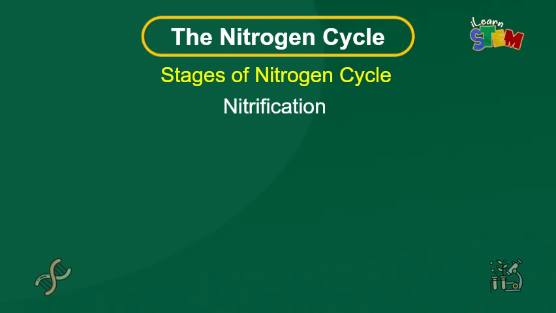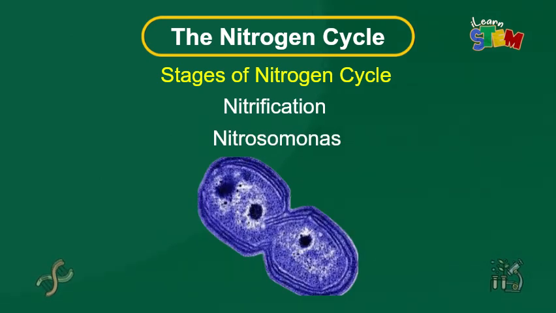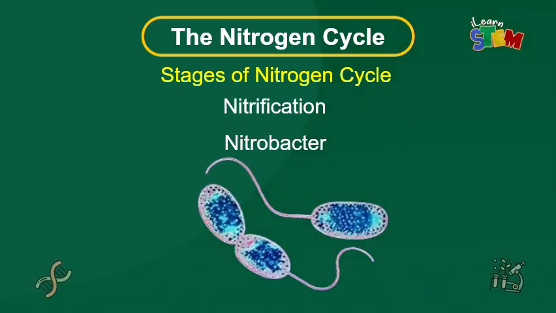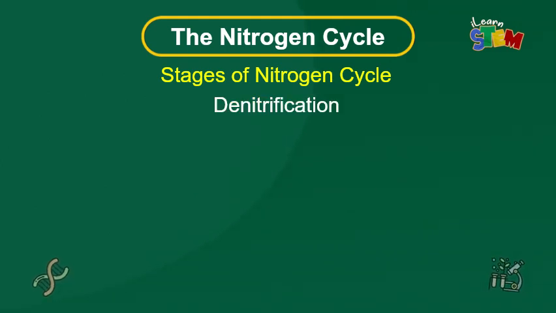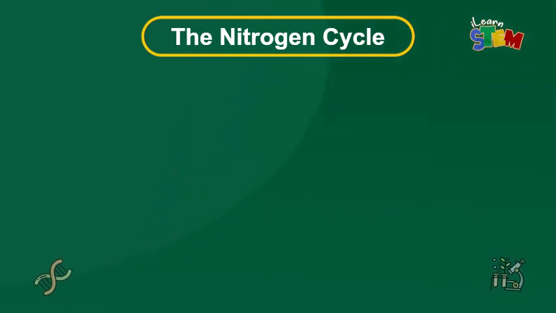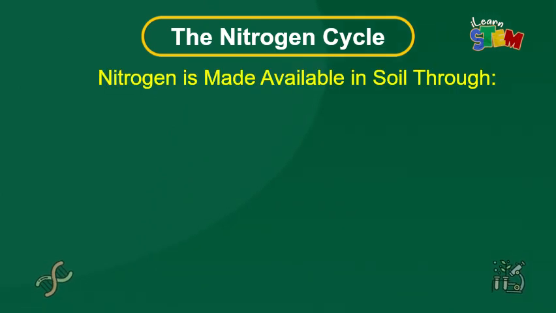5. Nitrification. Nitrifying bacteria such as Nitrosomonas convert ammonia into nitrites. Other bacteria like Nitrobacter convert nitrites into nitrates which plants absorb. 6. Denitrification. Denitrifying bacteria like Pseudomonas convert nitrates back into nitrogen gas, releasing it into the atmosphere. We will move on to see how nitrogen is made available, and also lost in soil.